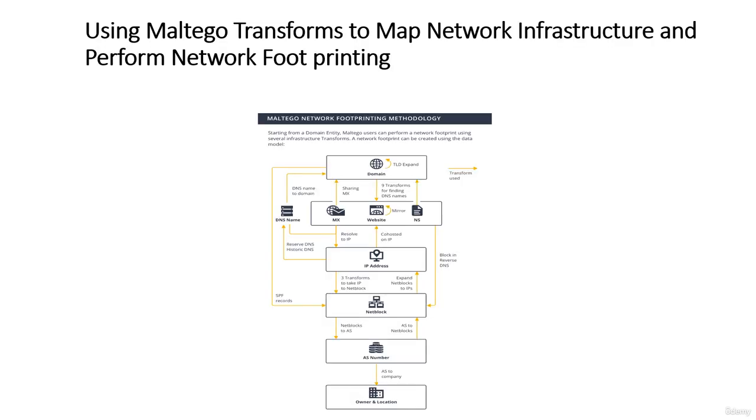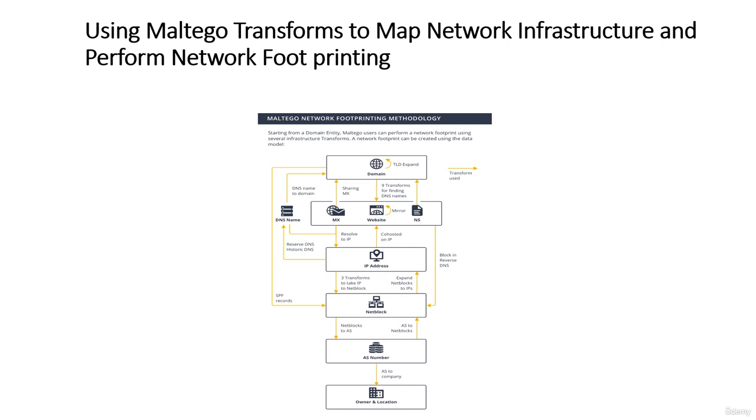So, using Maltego transforms to map network infrastructure and perform network footprinting. Maltego has a number of transforms that pull infrastructure data easily from OSINT and third-party data sources for network footprinting, and while returning the query result, the transforms also map out the relationships between each of the data points and visualize the infrastructure in a graph. As you can see here, the arrows are labeled with the Maltego transform that can be used to find such information.